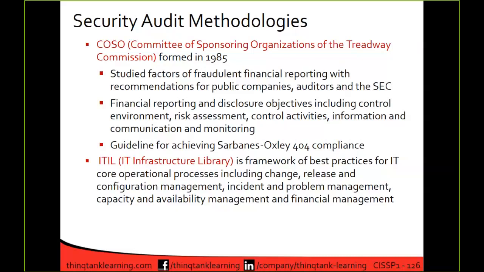Information and communication is a big component because you have to effectively communicate everything that you're learning. And then finally, monitoring, right? You have to monitor the systems so that the quality of the system's performance over time is continually evaluated. And we do that through ongoing monitoring activities or secondary audits or separate evaluations.